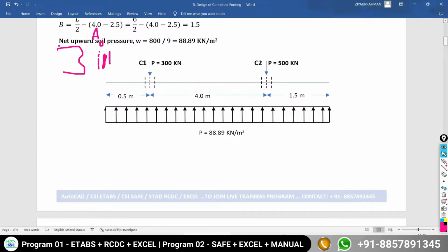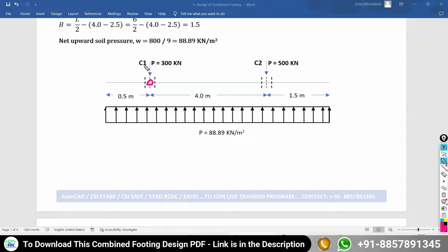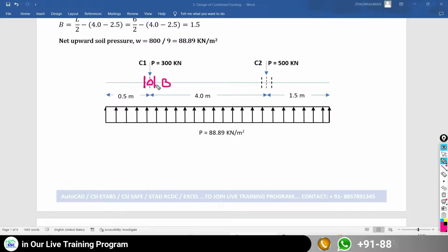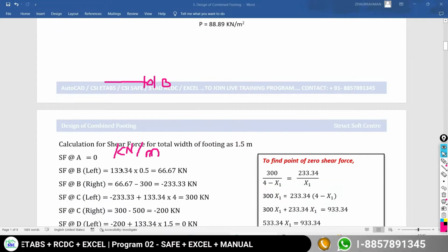Now when you come to this point, I am going to call it the B point. So at this B point, for the column C1 center, I am going to consider two sections, one on the left hand side and one on the right hand side. On the left hand side, this full span you have to consider, and the upward soil pressure in kilonewton per running meter length is 133.335. That is what is given here.